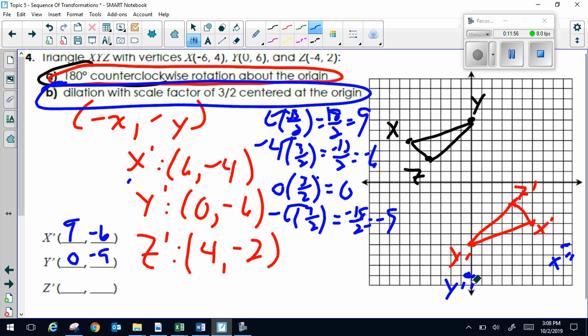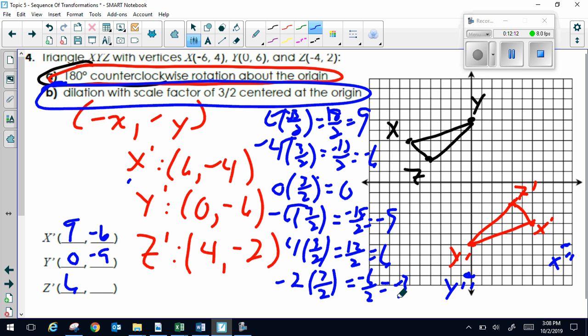And then z, same thing. 4 times 3 over 2 gives me positive 12 over 2, which is positive 6. And then negative 2 times 3 over 2 gives me negative 6 over 2, which comes out as negative 3. So my point would be 6, negative 3, which has now made it slightly larger.